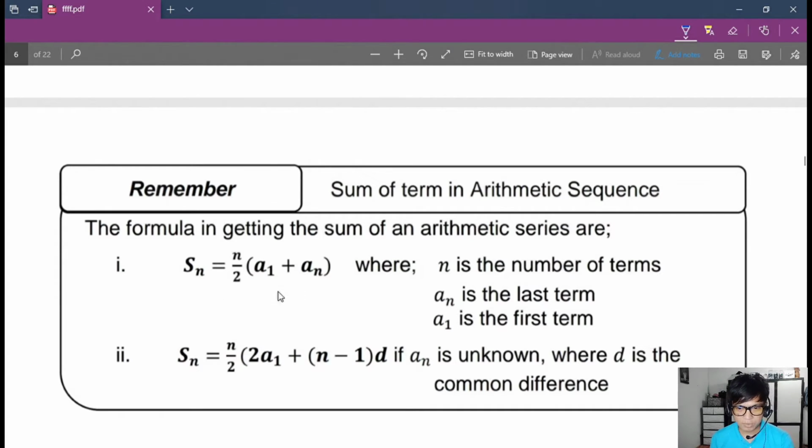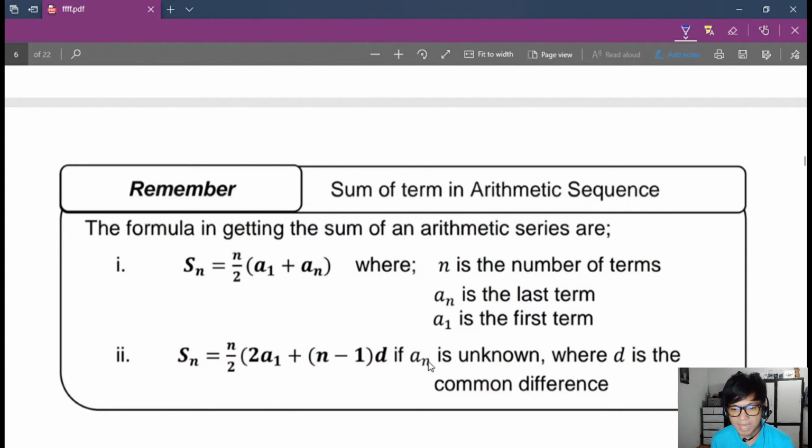So, this one, ito yung first, summation of n terms is equal to n over 2 times the quantity of a sub 1 plus a sub n, where n is the number of terms, a sub n is the last term, and a sub 1 is the first term. For number 2, the sum of n is equal to n over 2 times the quantity of 2 times a sub 1 plus the quantity of n minus 1 times d.